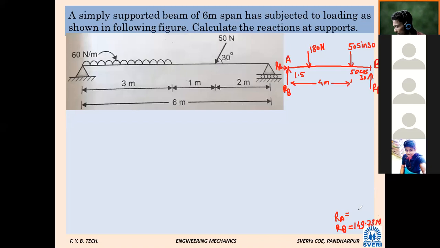RA is 149.73. RA is this, no? Salgar, tell confidently. What is the problem, or are you not sure of your answer? 149.73. Value of RB? RB is 61.67. Okay, correct. Have you solved the total problem? Yes, sir. Very good.